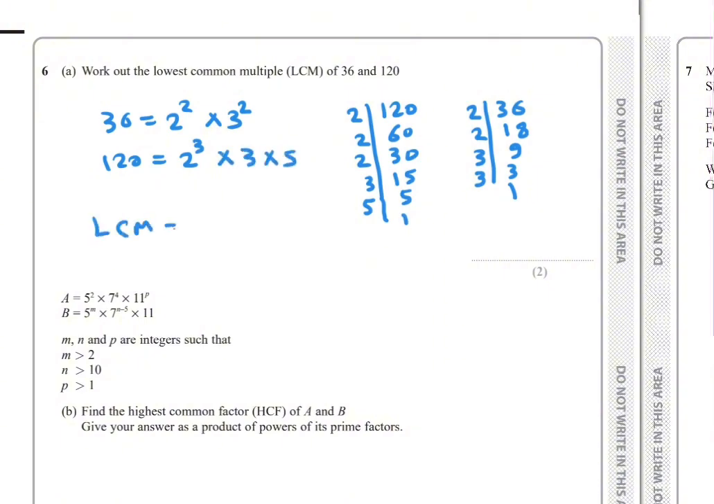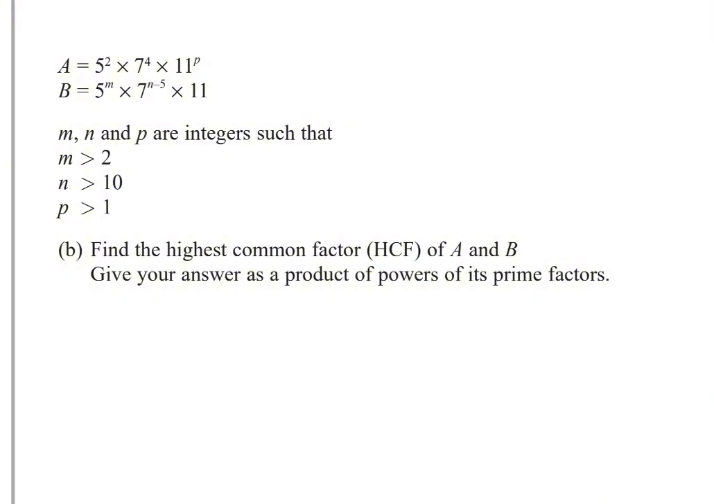LCM takes all factors, and if a factor is common, it will take the greatest power. So 2^2 and 2^3, it will take 2^3. 3^1 and 3^2, so 3^2. And you have 5, it will take 5. Equals 360.